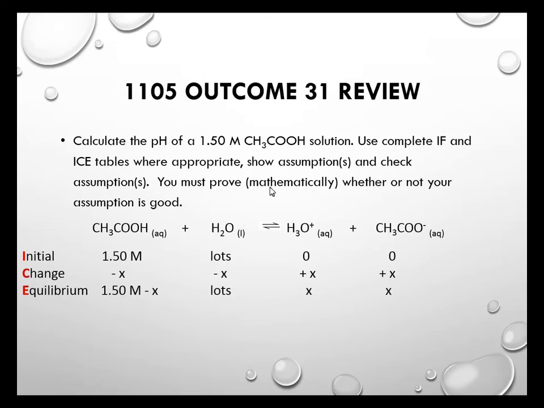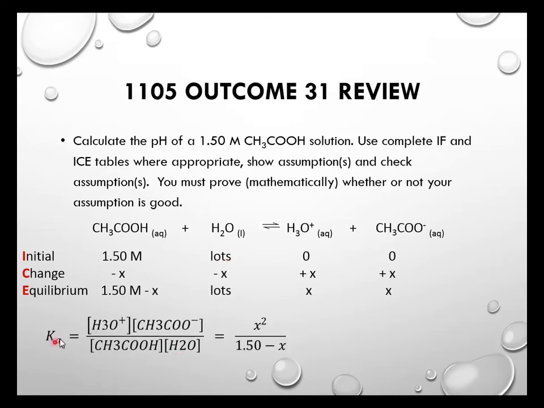Alrighty. I presume you wrote the relevant Ka expression. Ka, the acidic constant, is H3O plus, the products, CH3COO minus, over the reactants, CH3COOH and water. And we always set water equal to 1, so this drops out of the equation. Then substitute in x and x for these 2 species. That gives us x squared on the top, and this is 1.5 minus x on the bottom.